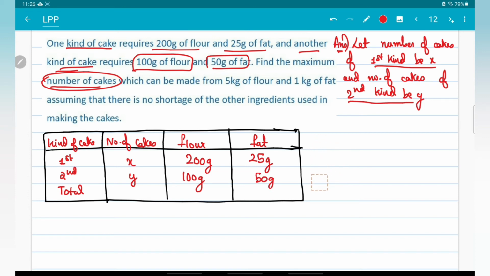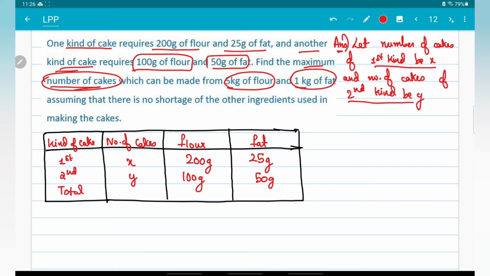Okay, so we got the values for our first kind of cake and second kind of cake. Now further they are asking us to find the maximum number of cakes, in the sense that can be made from 5 kg of flour and 1 kg of fat.